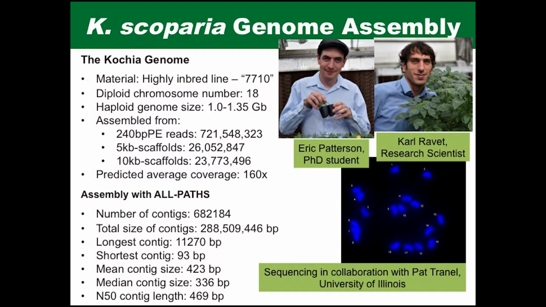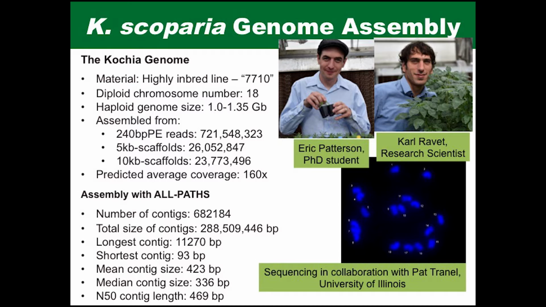So we have this inbred line, and we thought, well, we can get a lot of Illumina data, 240 base pair paired-end reads. Those are pretty long. We also did the scaffold approach to get bigger pieces. And we were hoping that this would work out well. You can see we have really high coverage of the genome, I think, 160x. But it didn't quite turn out that way.